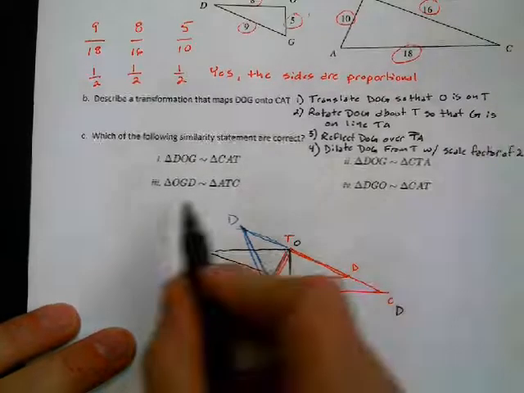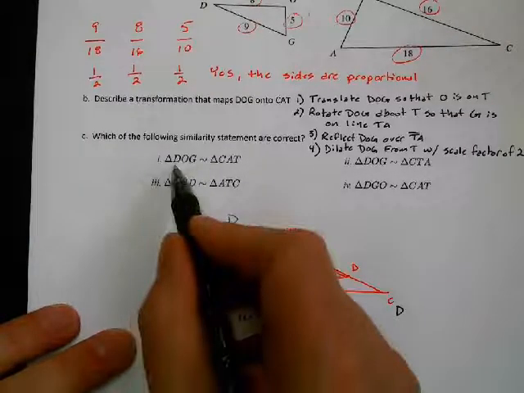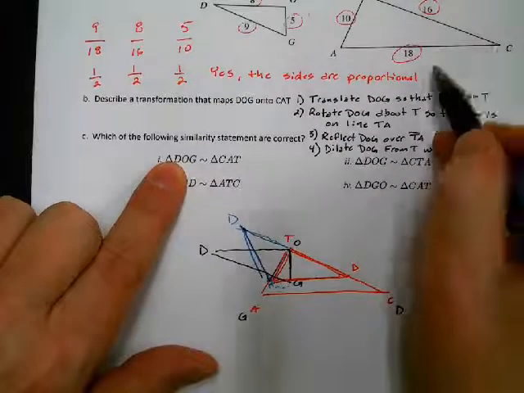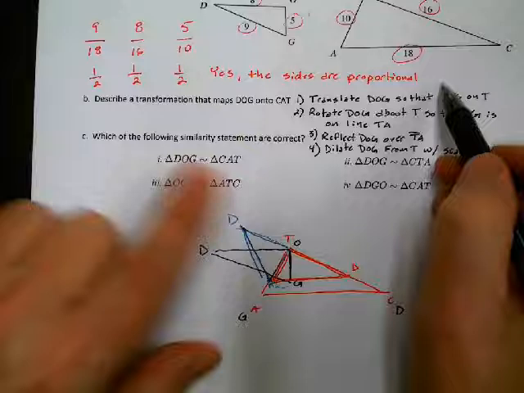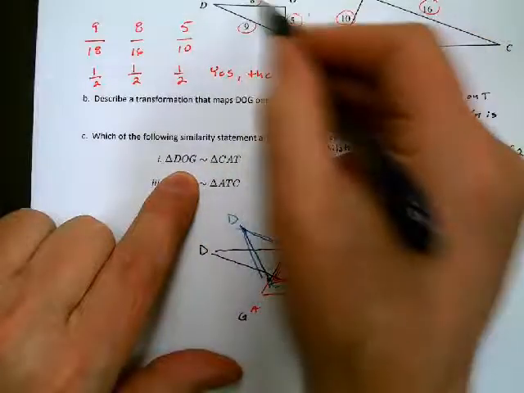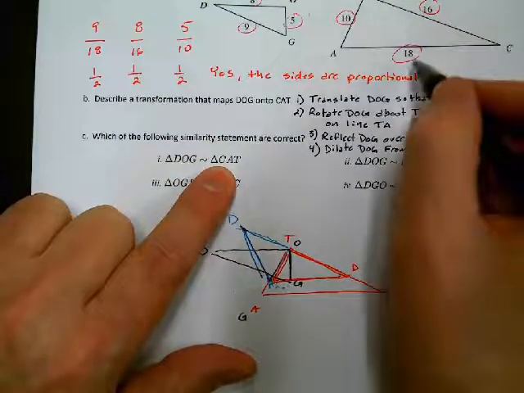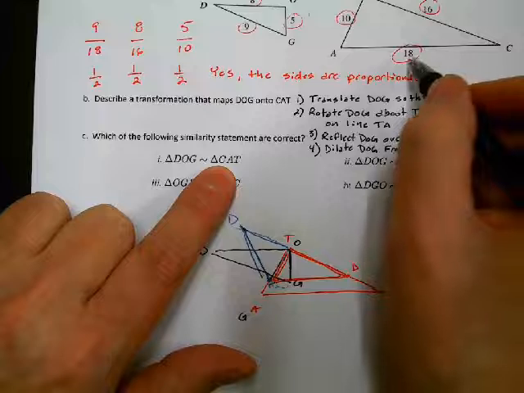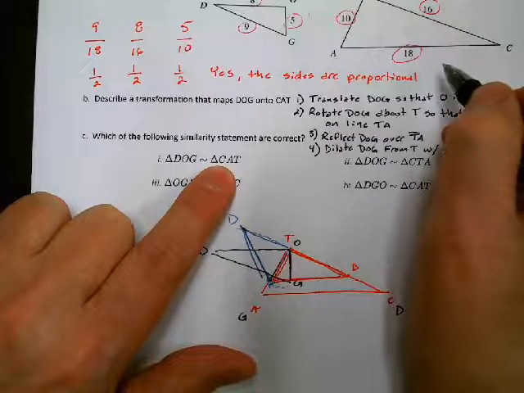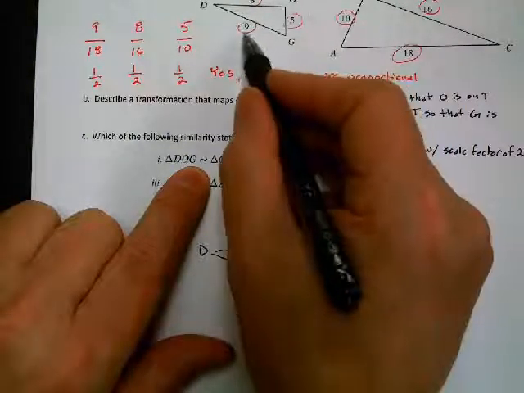So let's see. D is between the biggest and the medium. C is between the biggest and the medium. O is between 5 and 8, that's the smallest and the medium. A is between the biggest and the medium. That one doesn't work. Okay, so O and A are not corresponding. And then G obviously is between the biggest and the smallest. T is not between the biggest and the smallest. It's between the smallest and the medium. So that is the wrong order.